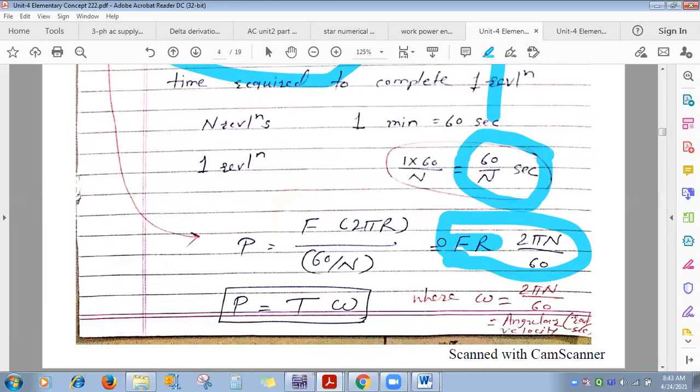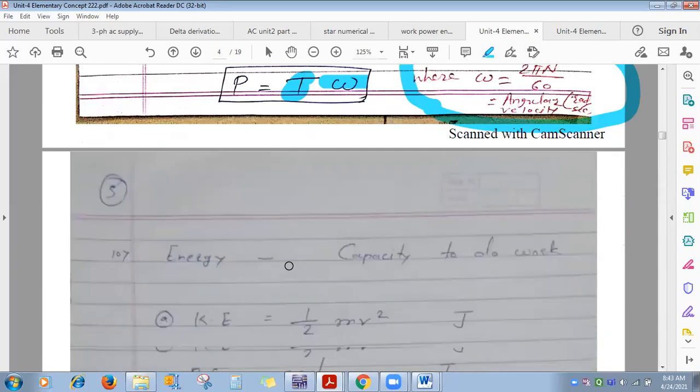Simplify it. What is F into R? Torque. What is 2 pi n by 60? Omega. What is omega? Angular velocity, 2 pi n by 60 in radian per second. So P is equal to T omega.